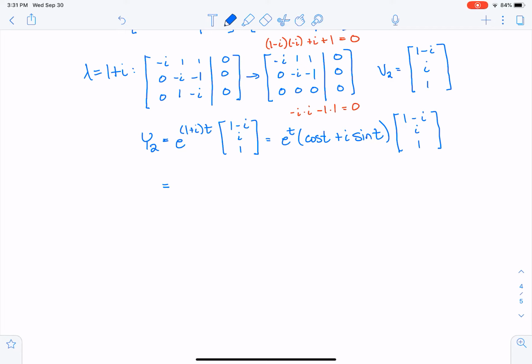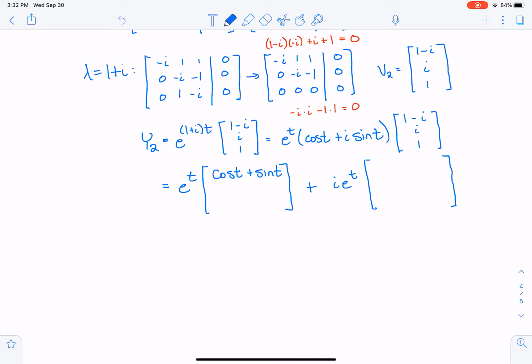And then we want to split that into real and imaginary parts. So each one of them is going to have an e to the t. So we're going to have e to the t times something plus i e to the t times something else. And we just want to split these into real and imaginary parts. So I see that the cosine t is going to get multiplied by 1. So I'm going to get a cosine t there. And I'm going to get that the i sine t is going to get multiplied by minus i. So that's going to give me a plus sine t.